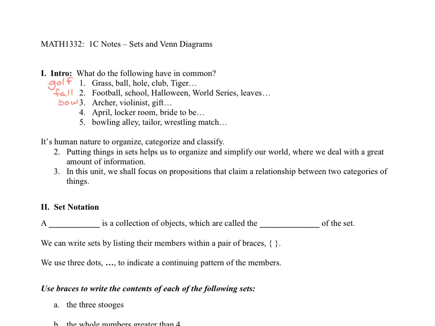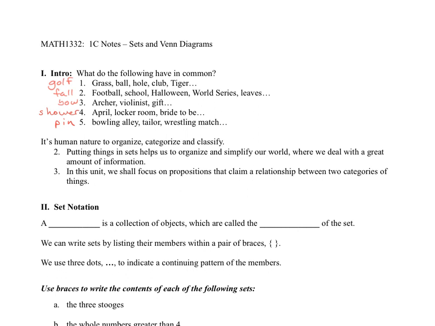The next one I thought was a little bit harder, for myself anyway. When I first saw it: April, locker room, and bride to be. These all have to do with a shower. Go ahead and think about that for a second. Lastly, bowling alley, tailor, and a wrestling match. Those all have pins in them.